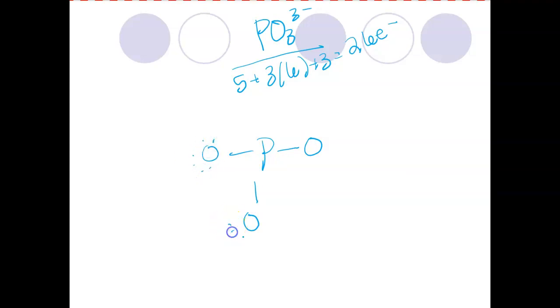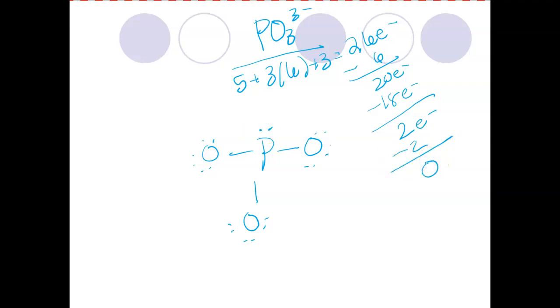Oh, I didn't do a good job of counting my electrons, so we're going to stop and count electrons after this. So I used 6 electrons to draw lines. And then I used 2, 4, 6, 8, 10, 12, 14, 16, 18 to draw dots. And if we look at the central atom, it only has 6 electrons around it, so I'm going to put 2 dots right there. So now I'm to 0 electrons.